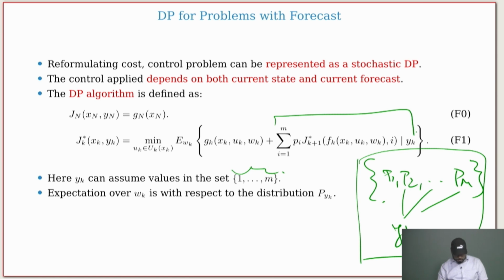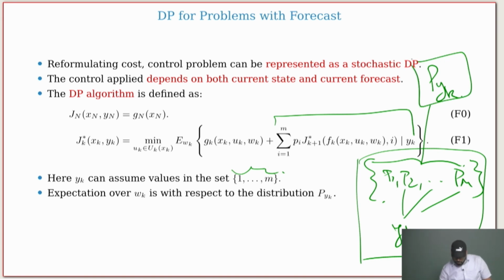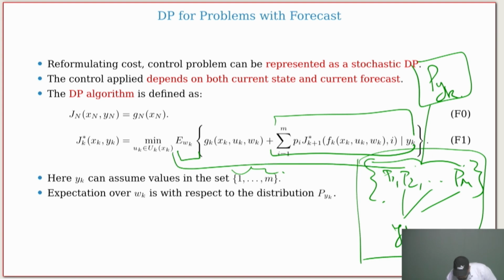wk belongs to the distribution of pyk. So one of these p will be pyk, and once that distribution is known, let us say whatever distribution is there, uniform or whatever, over that distribution you see this expectation here. I hope you are following me. There are two expectations happening here, right? This is also an expectation, and this is also an expectation.